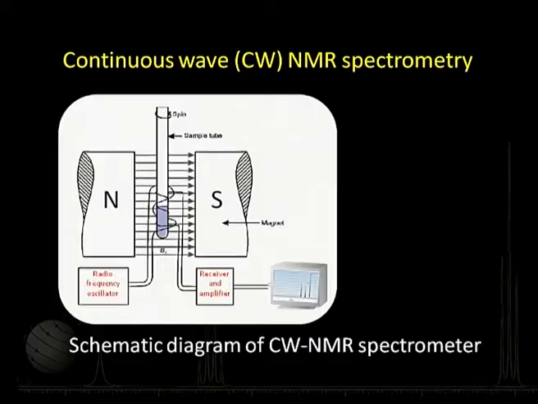Now, let us begin with how we record an NMR spectrum. As I just mentioned, there are two ways of recording NMR. One is CW NMR, or continuous wave NMR spectrometry. Let us begin with that first.